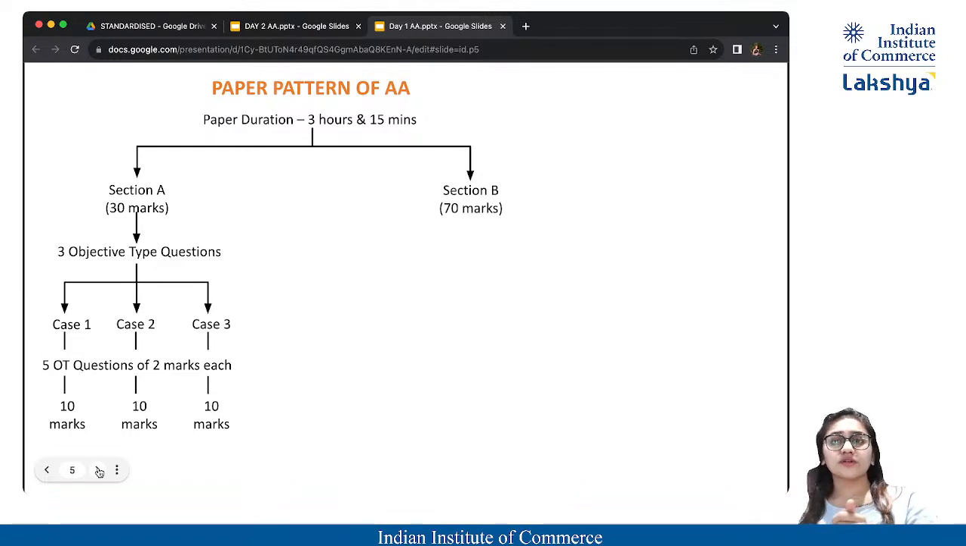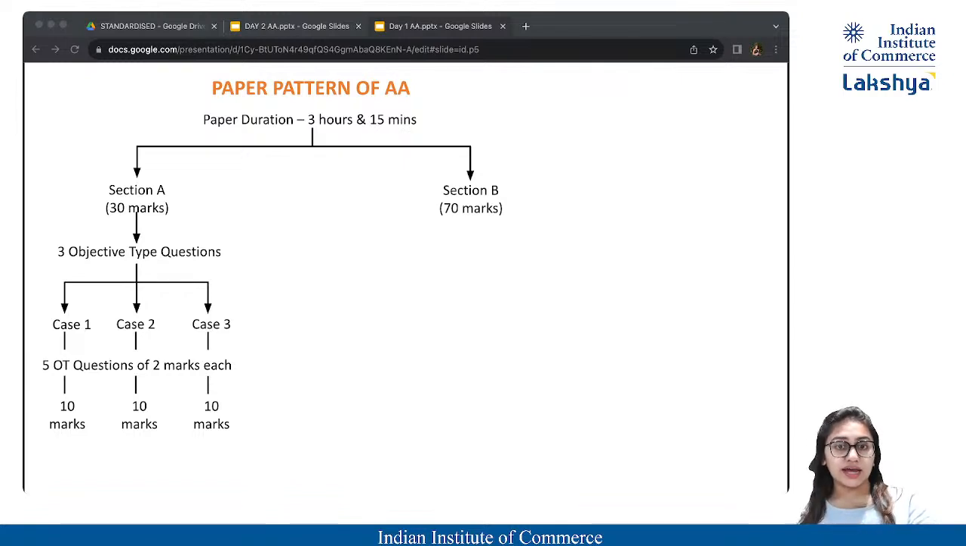Be thorough with your theory, be thorough with everything that is there in the syllabus, and you will get these 30 marks. These 30 marks are in your pocket. Simple, nothing to worry about, just theoretical MCQ questions and case study questions, 5 questions of 2 marks each in every case. So total 15 questions of 2 marks each makes it 30 marks. That is all the fuss that is there about section A of your AA syllabus.